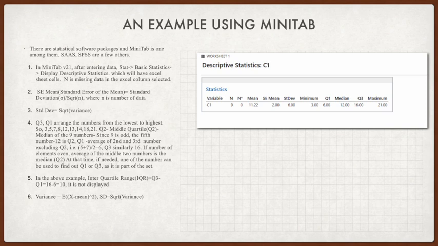Standard deviation is equal to the square root of variance, and quartiles and interquartile range were discussed previously. Variance is equal to the formula we saw previously, E of (x minus mu) whole squared. Standard deviation is the square root of variance. All these values will come in the statistical package, whichever statistical package it is. And with this, this video ends. Thanks.